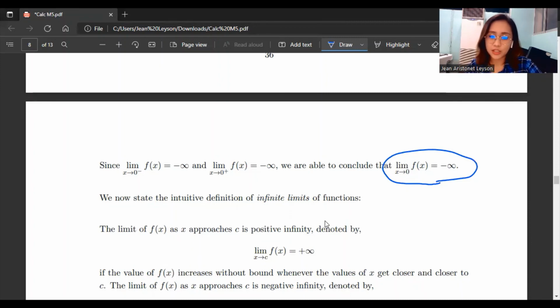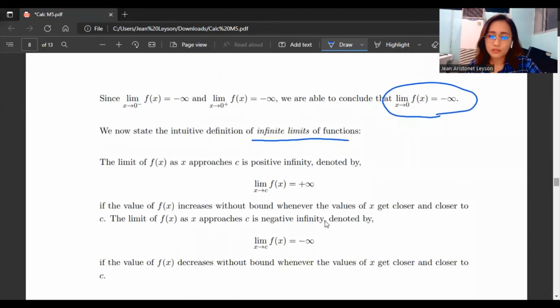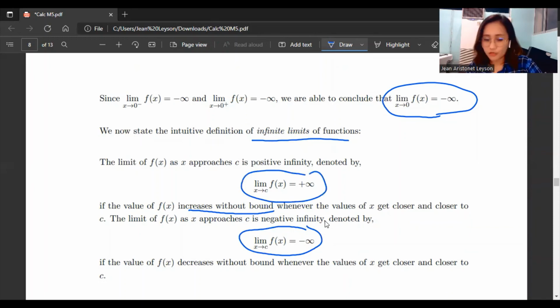So we now state the intuitive definition of infinite limits of functions. The limit of f of x as x approaches c is positive infinity, denoted by this one, if the value of f of x increases without bound, which is getting larger and larger, whenever the values of x get closer and closer to c. Now, the limit of f of x as x approaches c is negative infinity, denoted by this symbol, if the value of the function decreases without bound, whenever the values of x get closer and closer to c.